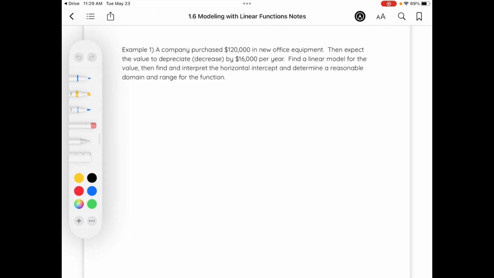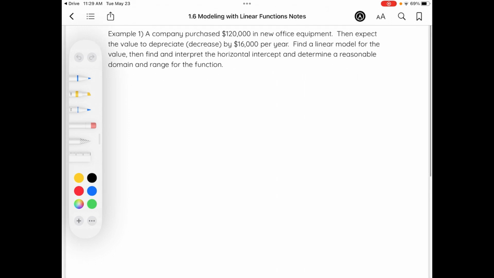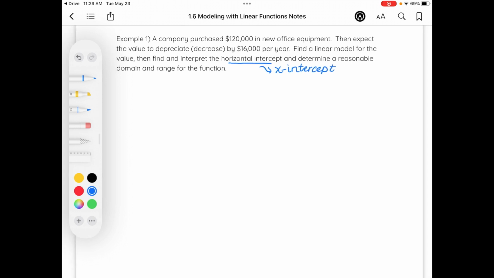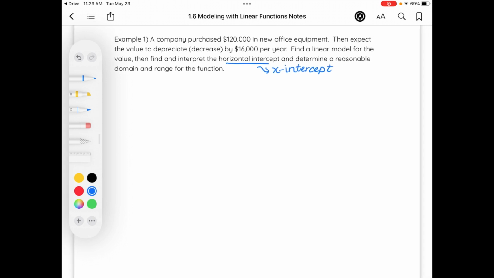So a company purchased $120,000 in new office equipment, then expects the value to depreciate, or decrease, by $16,000 per year. Find a linear model for the value, then find and interpret the horizontal intercept. And if you recall, the horizontal intercept is in fact the x-intercept. And determine a reasonable domain and range for the function.